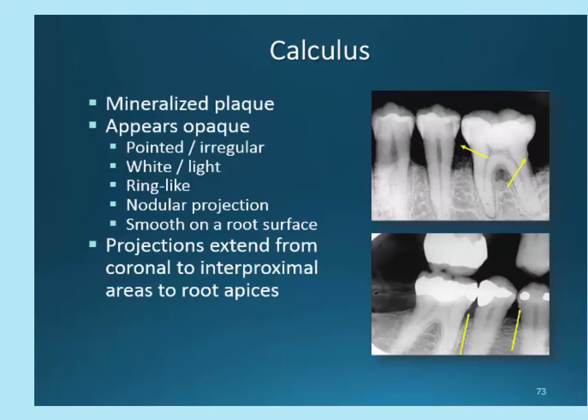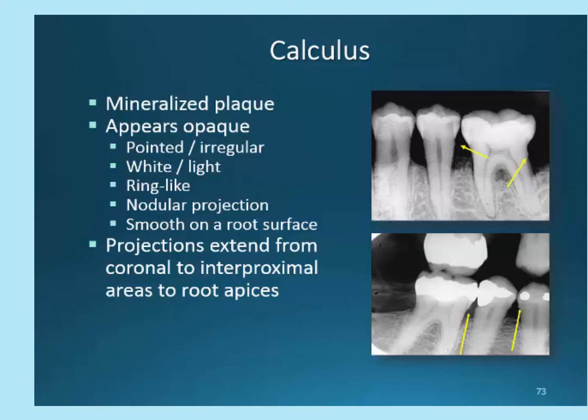I am sure you have been exposed to calculus at this point in time. It is a mineral deposit that appears whitish or yellowish in color when seen visibly. When seen on radiographs, it can appear as small nodules or smoothed over the tooth surface, giving it a sort of impression of anatomy that is not naturally there.